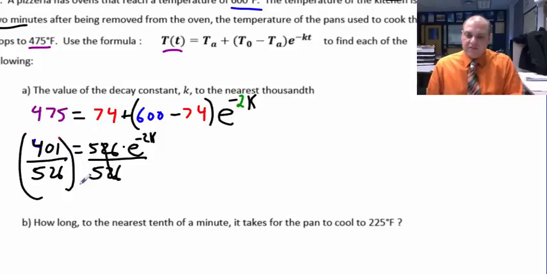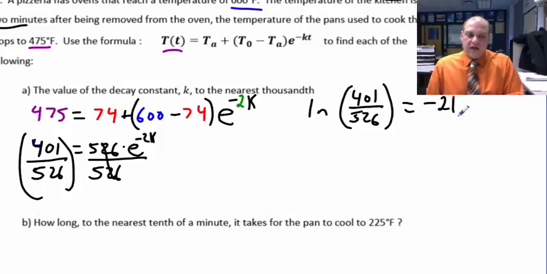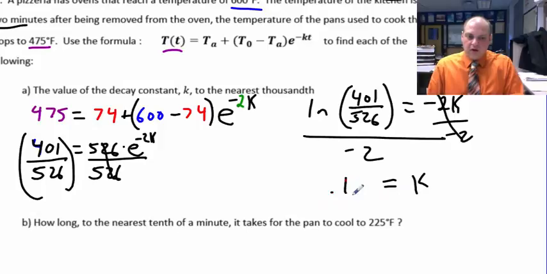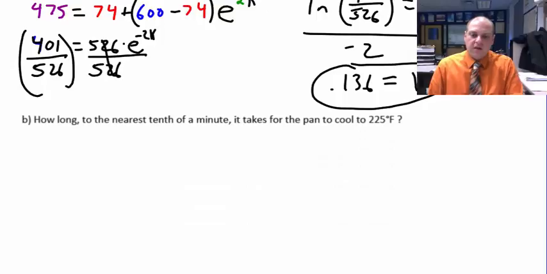Remember, leave that fraction instead of getting some long decimal. That equals e to the negative 2k. So we do natural log of that thing equals negative 2k, because it's base e here, which is what natural log means. So we do that, and then we divide by negative 2. K equals, and it comes out to be 0.136. Most of us are getting pretty good at these.